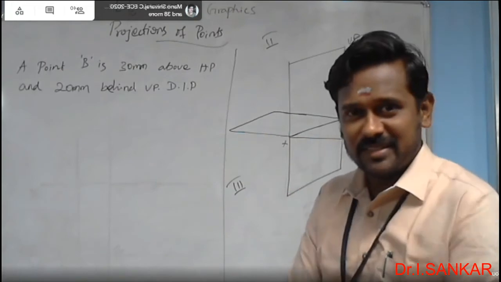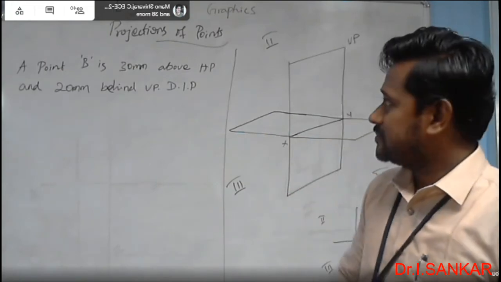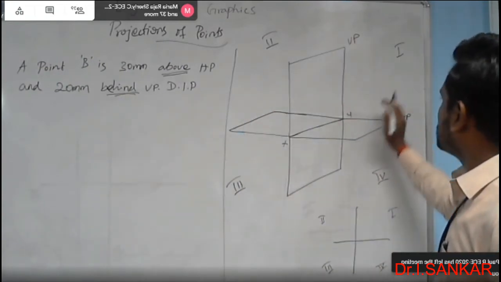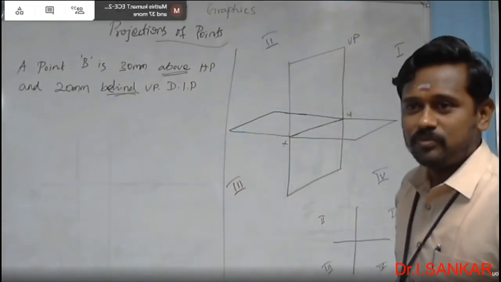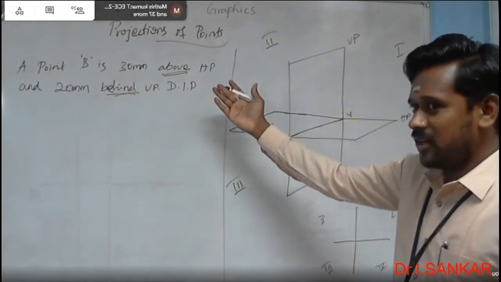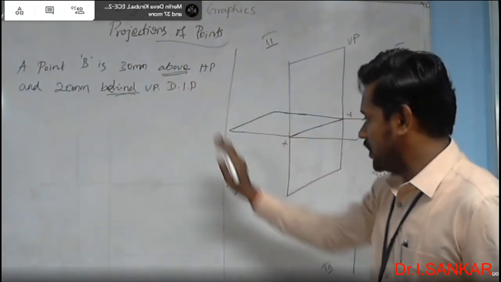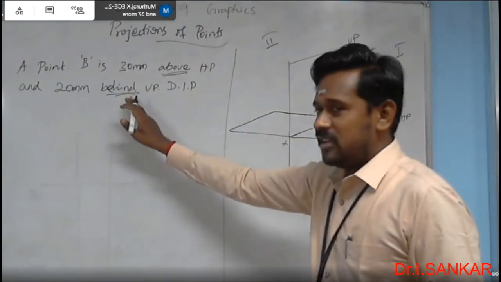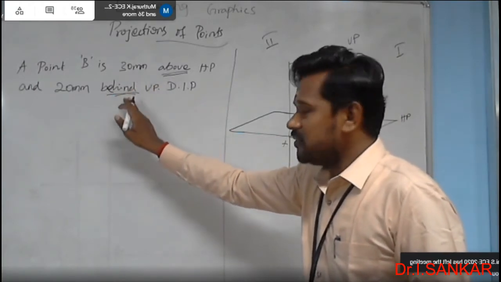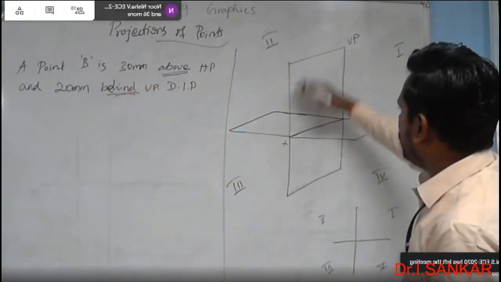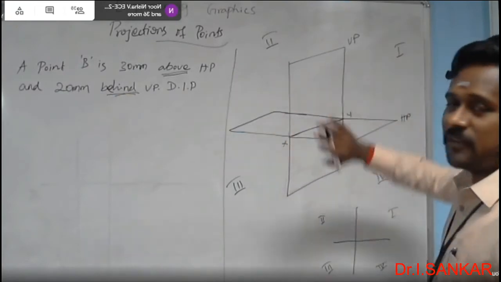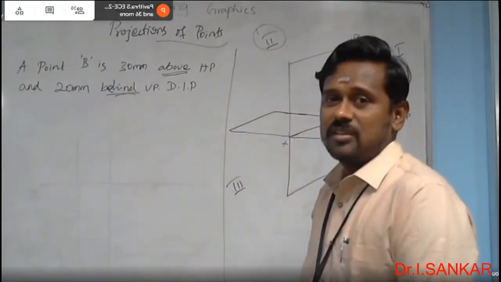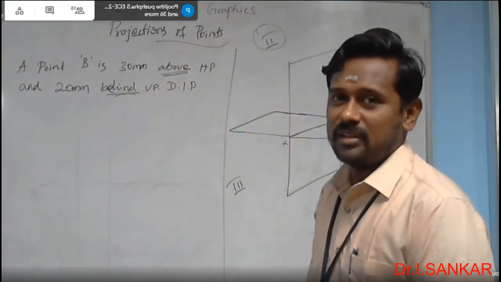So which quadrant first? Again, above HP, behind VP. Above HP, behind VP. Above HP, yeah, second quadrant. If it is above HP, automatically the third and fourth quadrant choices will vanish. In addition to above HP, again we are saying behind VP. Above HP, behind VP, then automatically the first quadrant option will vanish. So the final option is the second quadrant. The point is now located in the second quadrant.